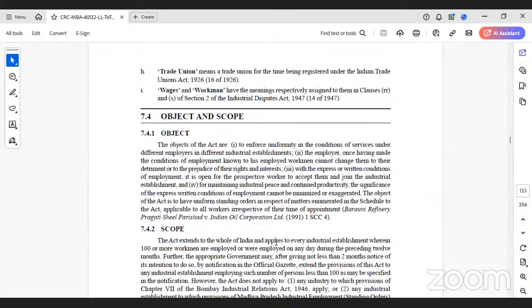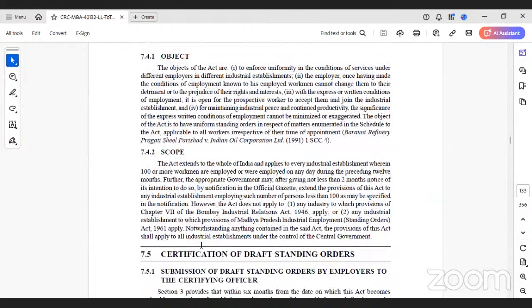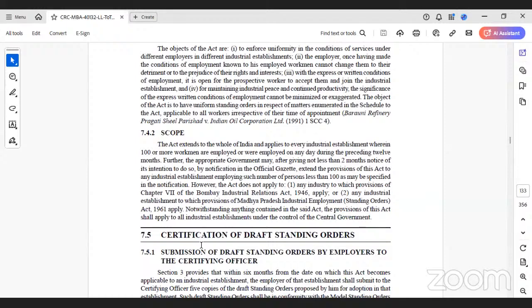I mean, the standing orders are the same whether you are working in any industrial establishment, and the definition of the worker will also not change. And the scope of the act: it extends to the whole of India, and it applies to every industrial establishment wherein there are more than 100 workmen employed, or were employed within the preceding 12 months, that is, within the previous year, that 100 employees or more have been appointed.